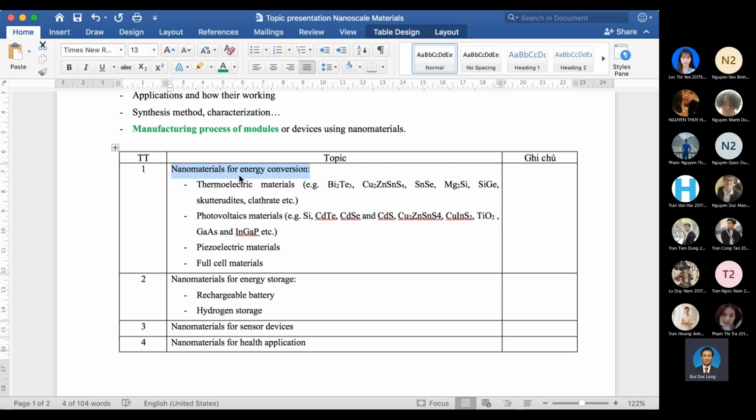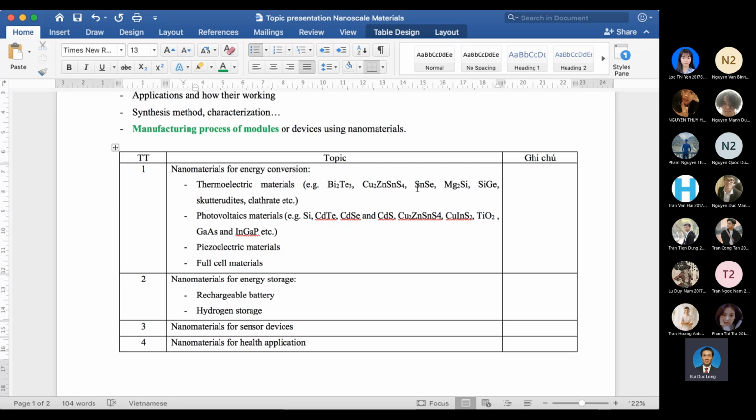Okay, so nanomaterial applications for energy conversion can include thermoelectric materials. Thermoelectric materials can convert heat directly into electrical energy. For example, bismuth telluride. And what we call kesterite structure, with copper, zinc, tin, and sulfide.